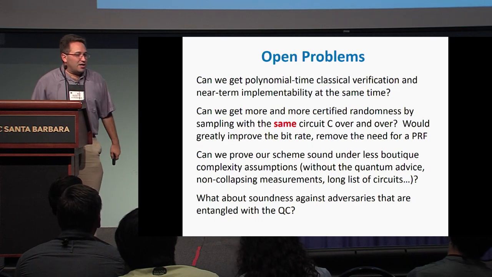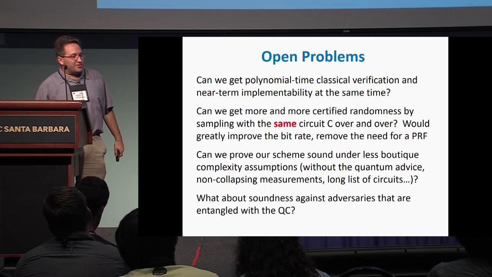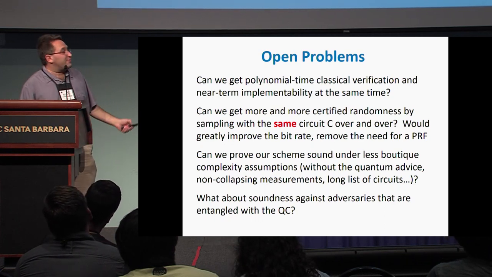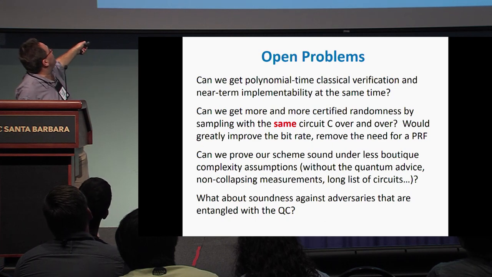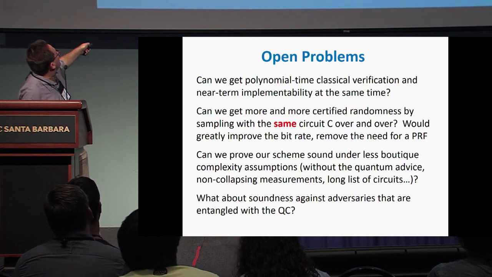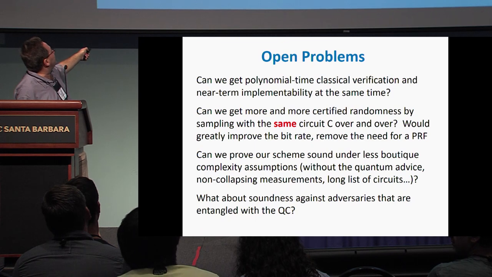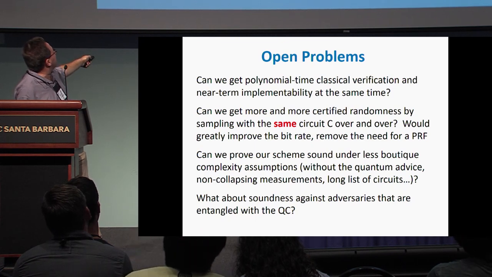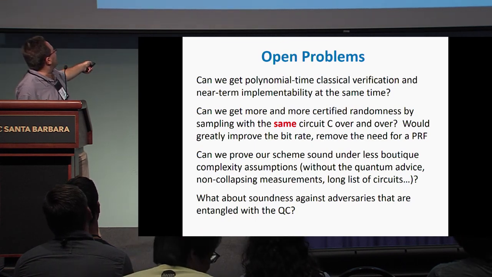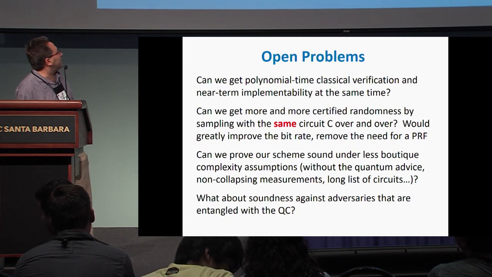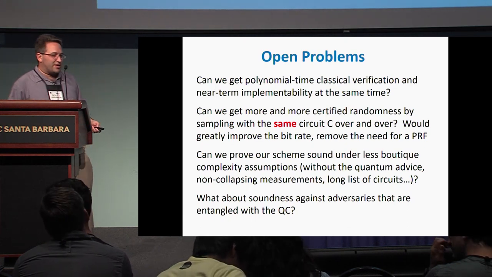So there are many open problems about this scheme. Can we get certified randomness by sampling with the same circuit over and over? Can we prove our scheme sound under less boutique complexity assumptions? What about soundness against adversaries that are entangled with the quantum computer?